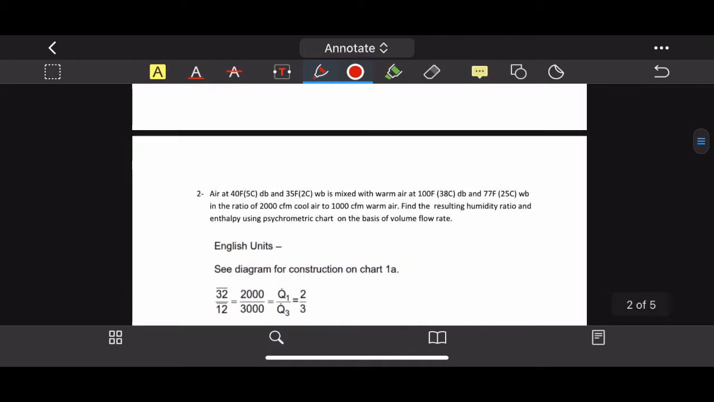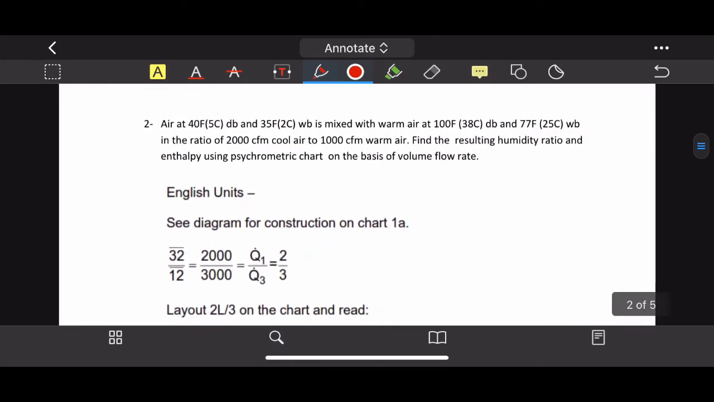Let's go to question number 2. Question number 2, this tutorial, reads: air at 40 degrees Fahrenheit or 5 degrees C dry bulb, or 35 degrees Fahrenheit, 2 degrees C wet bulb, is mixed with warm air at 100 Fahrenheit or 38 degrees C dry bulb, and 77 degrees Fahrenheit, 25 degrees C wet bulb. So there are two conditions, right? One is cold and one is warm, and then they are mixed together. The ratio is 2000 cubic feet per minute of cool air to 1000 cubic feet per minute of warm air.